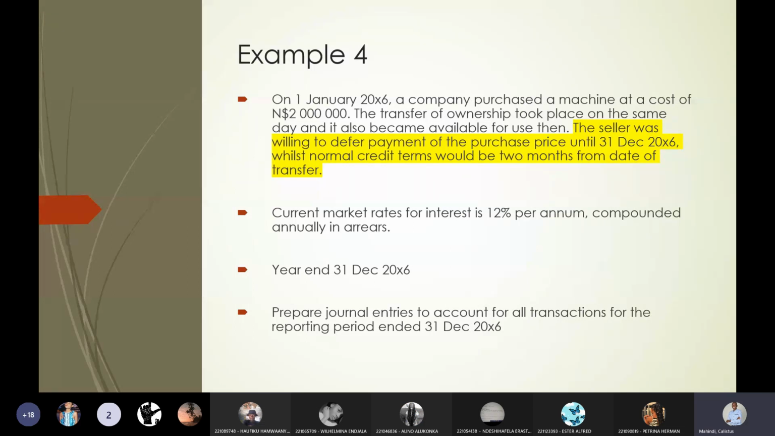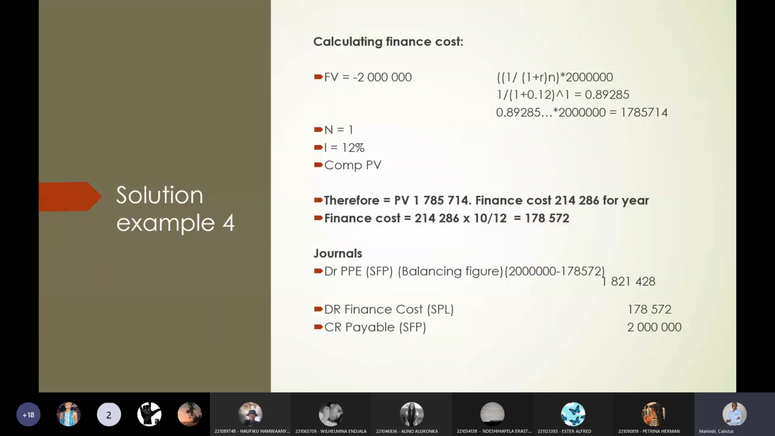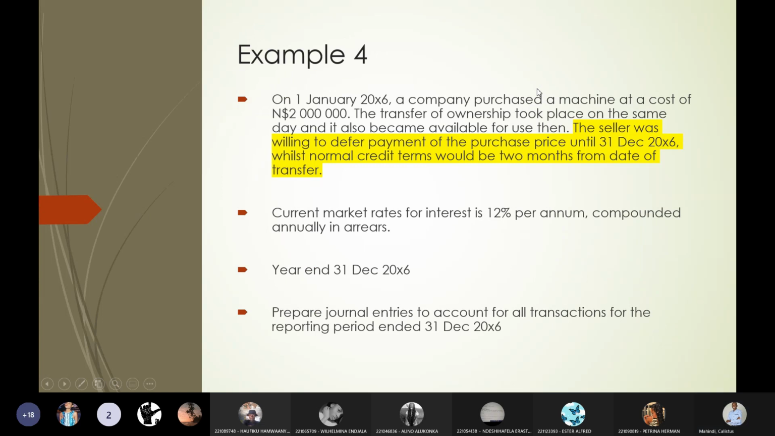So how do you calculate a present value? We have to use the present value formula, and I'm sure you've already done this in quantitative methods. The present value formula is 1 divided by (1 plus r) to the power of n. So 1 is just the number 1. R is the rate. Okay, that's the interest rate. And we've been given the interest rate. The current market interest rate for the year is 12%.